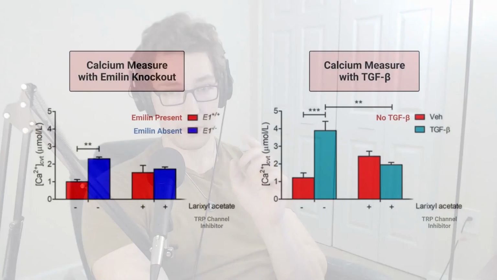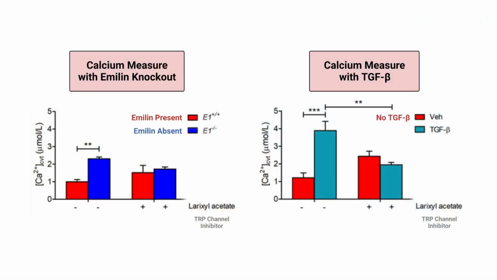But they didn't want to just look at calcium. I'm going to throw up the data real quick, but they also wanted to use an inhibitor for a particular calcium channel. So now they're getting at kind of the mechanism as to how this is occurring. So let me cover the calcium first.